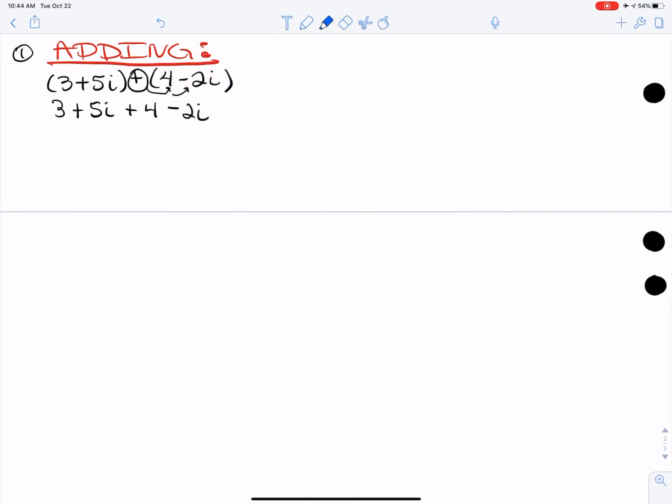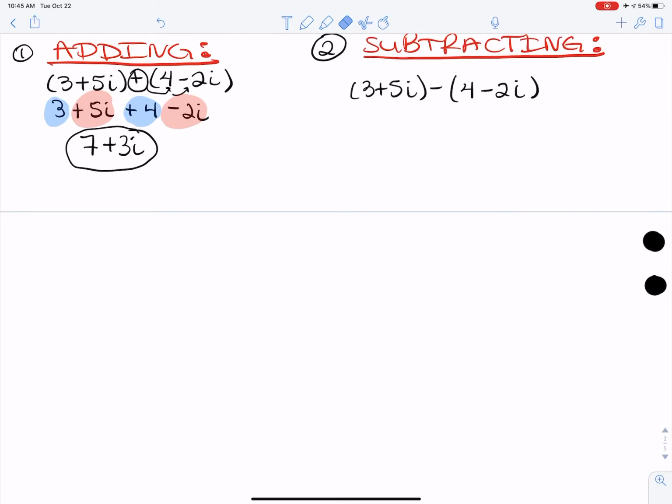Well, let's highlight them. 3 and the positive 4, those are the real numbers. So 3 plus 4, y'all know what 3 plus 4 is. That's 7. And then positive 5i minus 2i, well, that is plus 3i. And this is our final answer. Ta-da! We have added complex numbers.